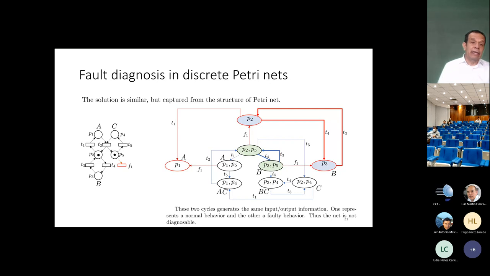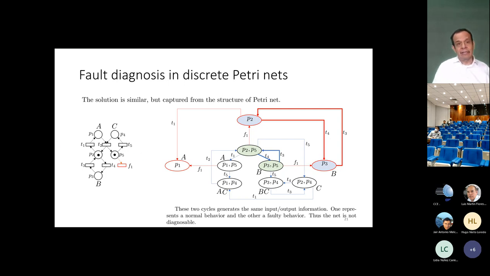If a fault occurs when I stay in this marking, then this token will be removed from place P5. So I will move from this state to this other state. In this state, I have a fault because F1 was fired. And as you can see also, you can continue firing this T-semiflow. So you have this T-semiflow, and also the sensor B is turned off and turned on. So I cannot distinguish which cycle is being fired in this case. So I cannot distinguish if there exists a fault or not. So the system is not diagnosable.